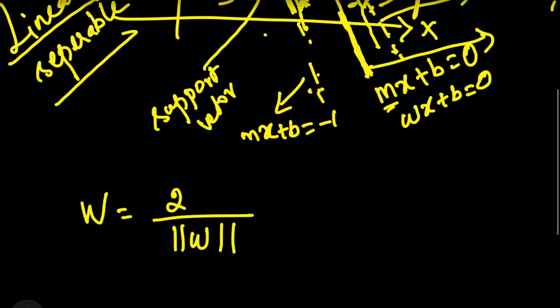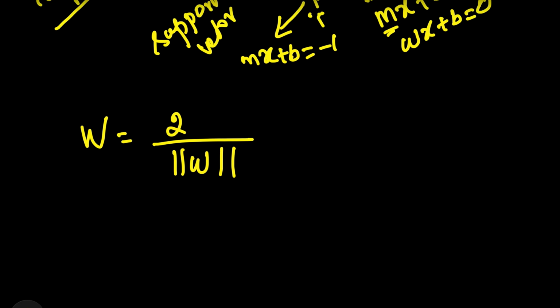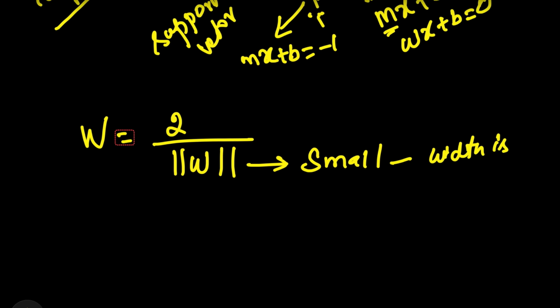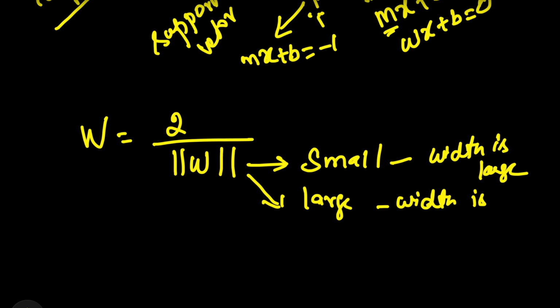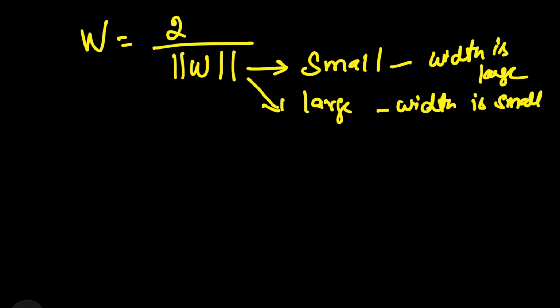What is the width that should be defined? Basically, this is how a width should be fixed. If the magnitude of the vector is very small, your width is large. If the magnitude of W is large, then your width is small. Alright, this is the basic thing which is mathematically proven, and we are using it in the support vector machine in order to draw the margin lines perfectly.